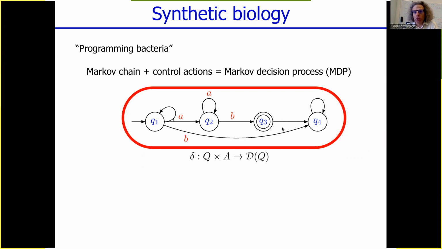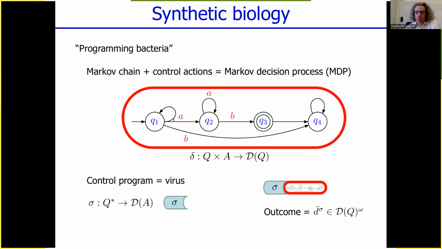Now, to control this system, we use a control program, which in biology would take the form of a virus in the biological sense. Formally, it is a function that tells, given the current execution of the system, the sequence of states that have been visited, what is the distribution over the actions that I want to execute. So to keep full generality, we allow randomized choice of action.